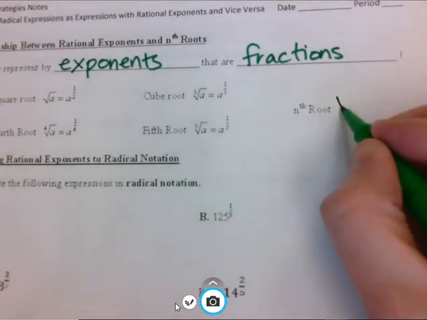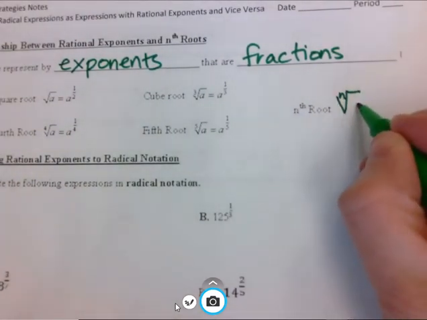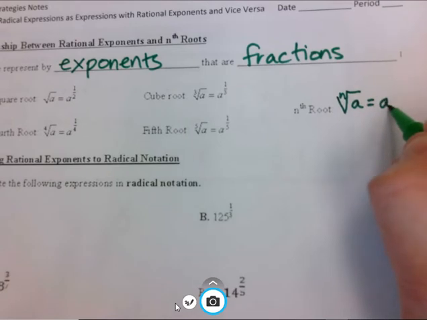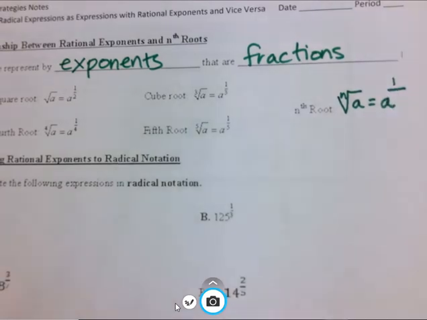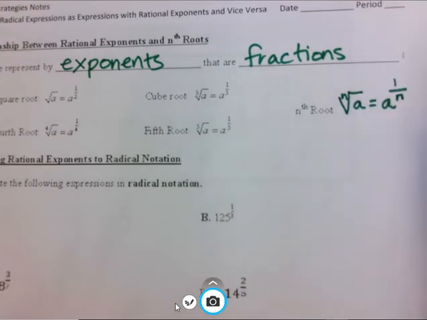If you want to have something called an nth root, that would be a to the 1 over what? What do you think? N. Very good, Marissa. Very good, Kathy. 1 over n.